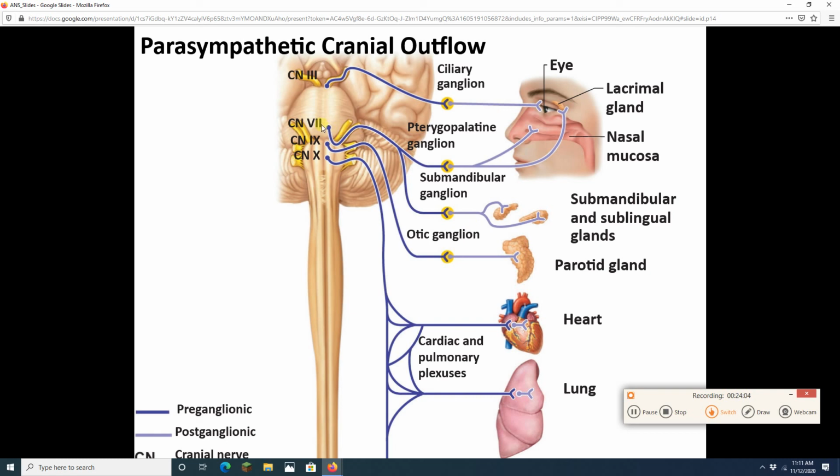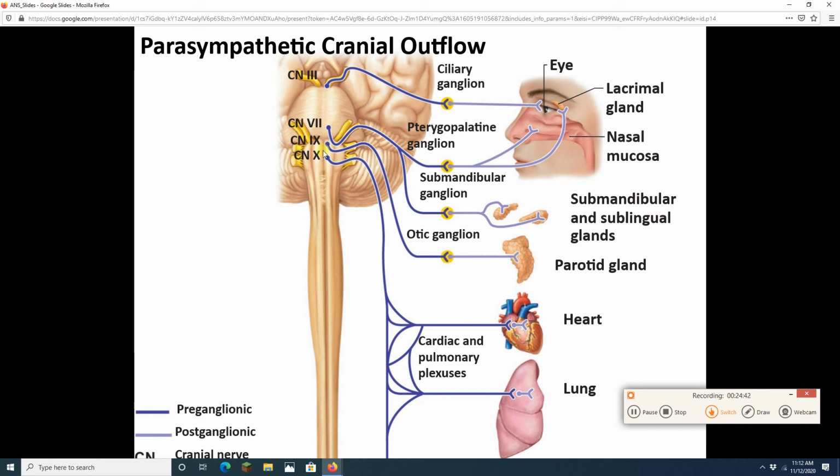Number 7, the facial nerve. Coming out as well, going a long way, getting to that ganglion, and then going to the various glands that we have. Submandibular and sublingual glands, glands in the mucosa of the nasal cavity, plus the lacrimal gland. Parotid gland is the other salivary gland, and it is getting its motor fibers from the glossopharyngeal nerve. Again, coming out of the brainstem, going a long way, getting to the ganglion, short neuron to the gland.